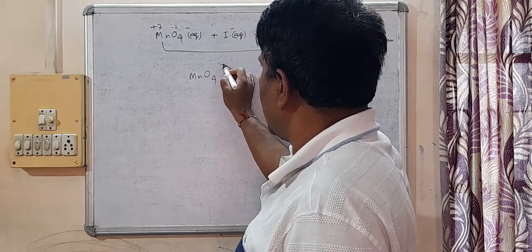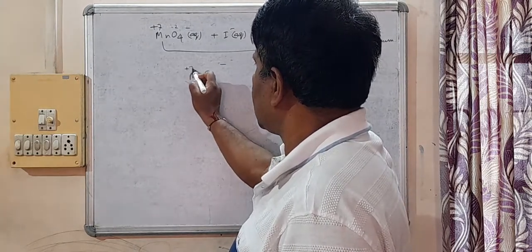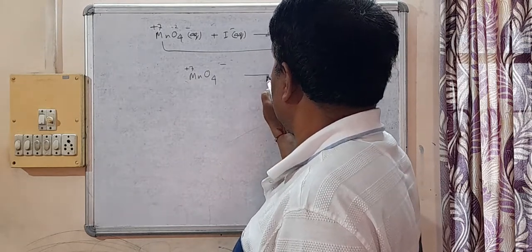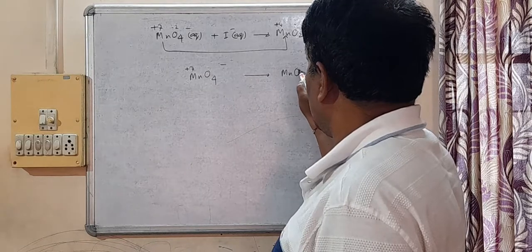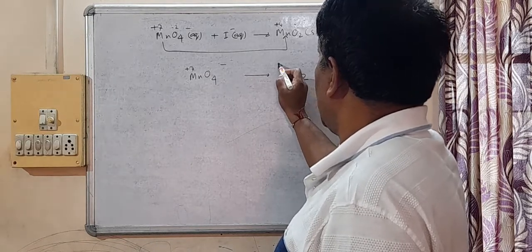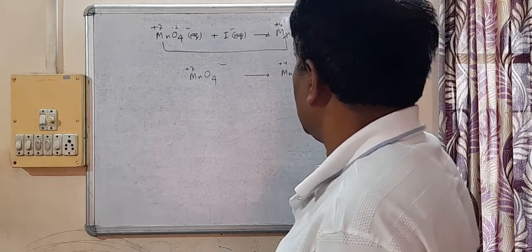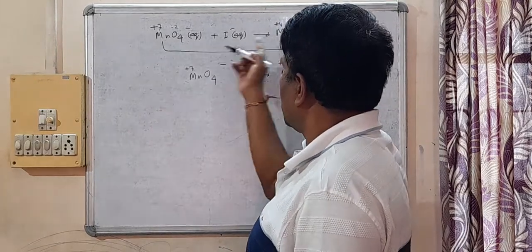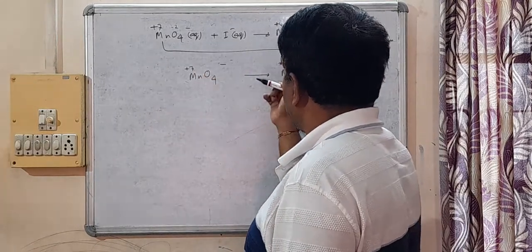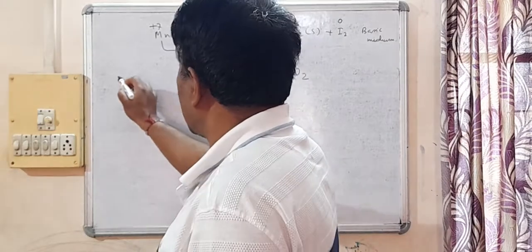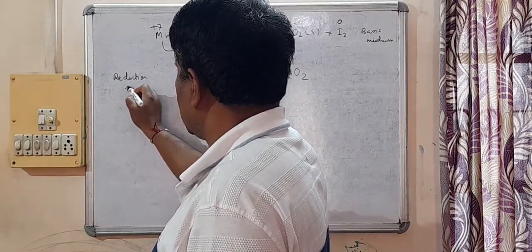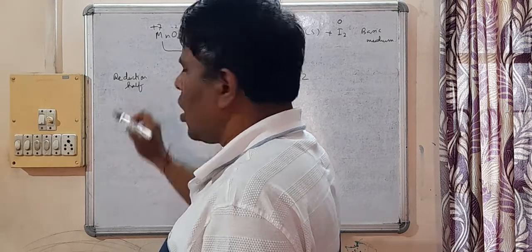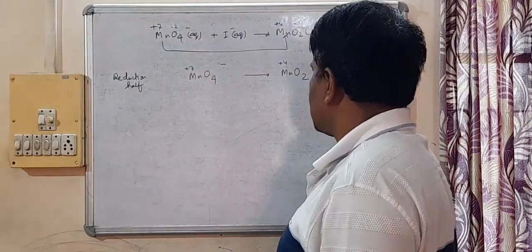MnO4 minus, where Mn is plus 7, is changing to MnO2, where Mn is plus 4. So this is a half reaction where there is a decrease taking place. So this is the reduction half, where the oxidation number decreases.